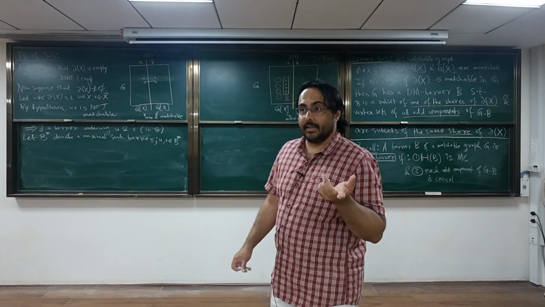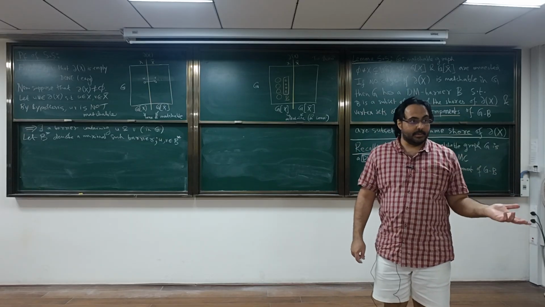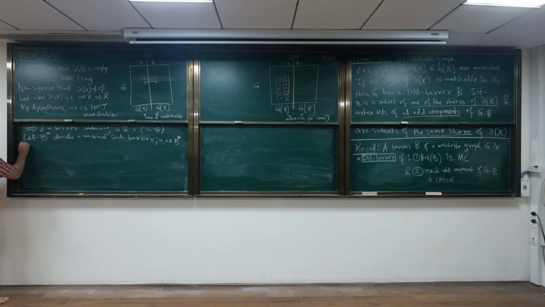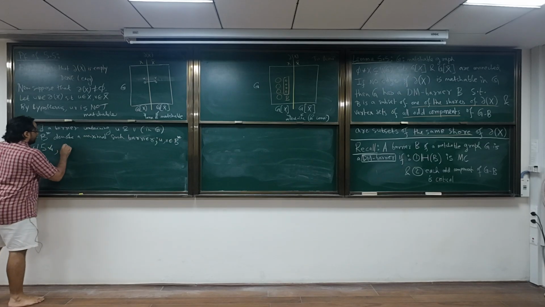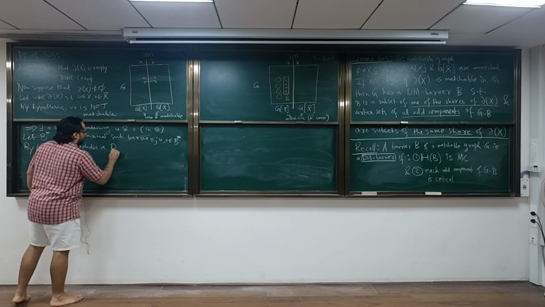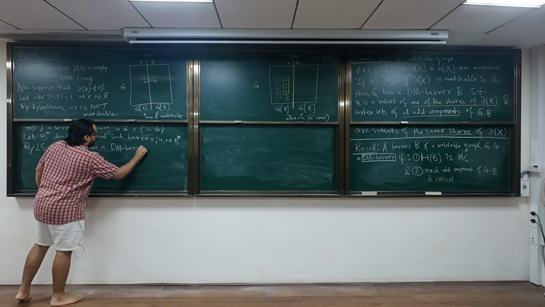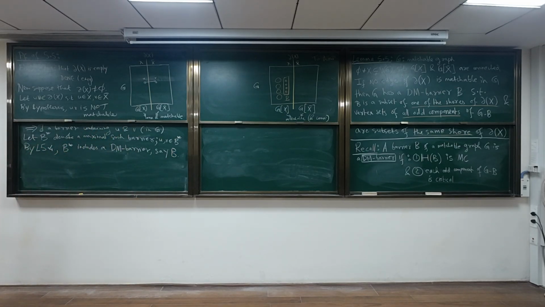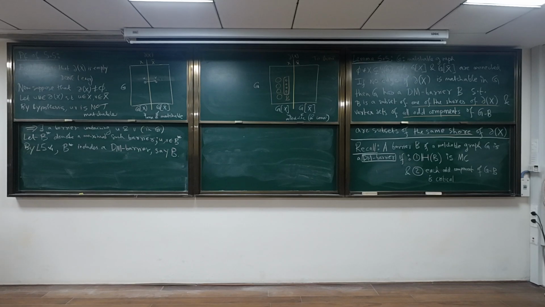Well, we know from the previous lemma that every maximal barrier contains a Dulmage-Mendelsohn barrier. So maybe we'll just apply that. What else is there to do in life? By lemma 5.4, B star includes a Dulmage-Mendelsohn barrier. B could be equal to B star, we don't know. But B star includes a Dulmage-Mendelsohn barrier. Okay, good.